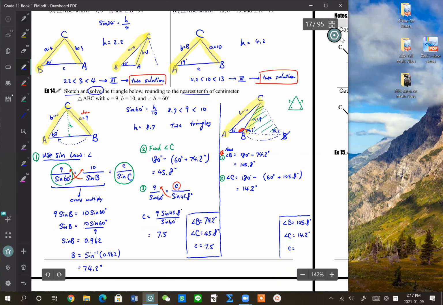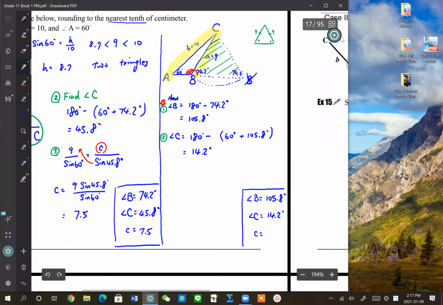On the left side, it's also finding angle B first, right? Same as the right side. Step 2, find angle C. So last step has to be, you have to set up again, okay? So you do the same setup, but then your angle C will be different now. So 9 to sine 60, so this is the A pair, and then the C pair. Okay, and then cross multiply like before.